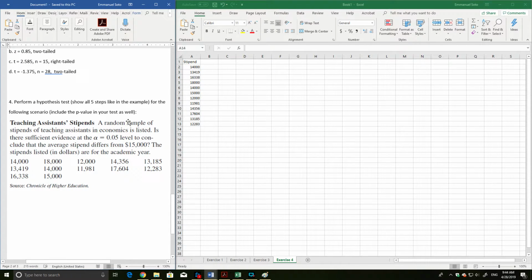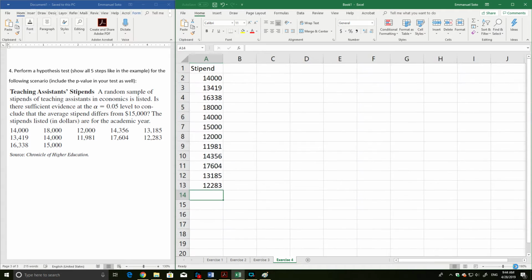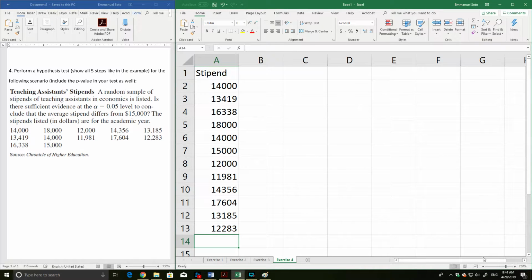All right, so we have a random sample of stipends of teaching assistants in economics listed. Is there sufficient evidence at the alpha equals 0.05 level to conclude that the average stipend differs from $15,000? The stipends listed in dollars are for the academic year. They give you a bunch of stipends, seems to be about 12 of them. I typed the results into Excel, and those are my stipends, and there are 12 of them.